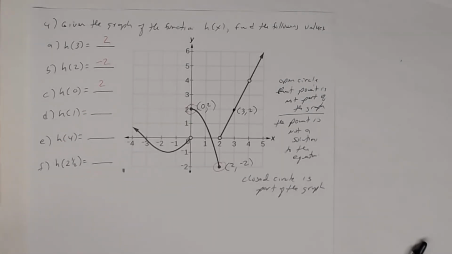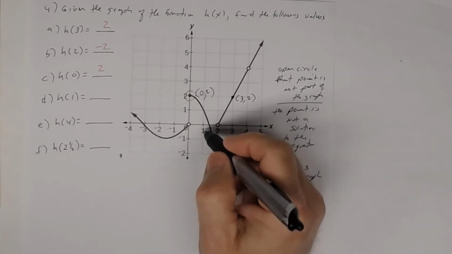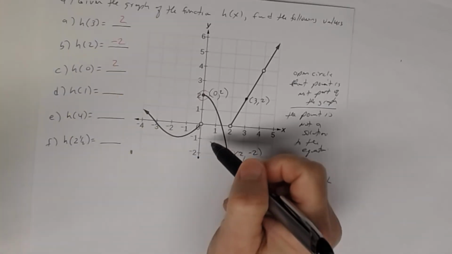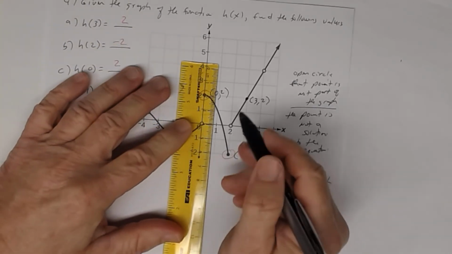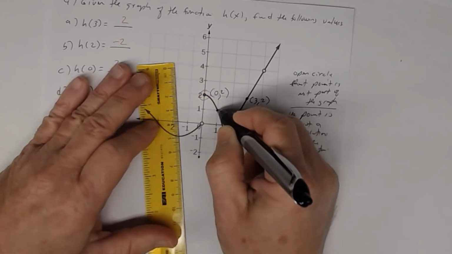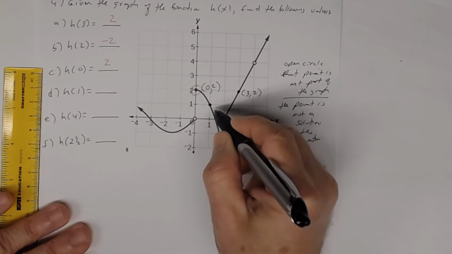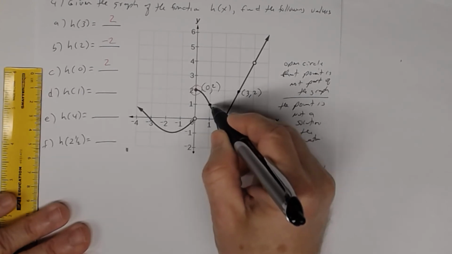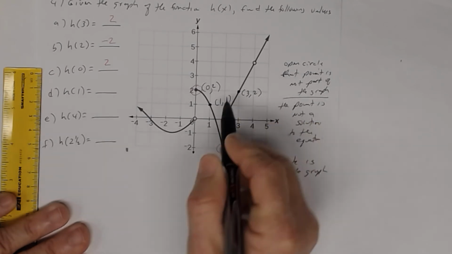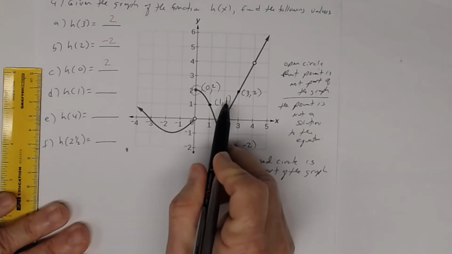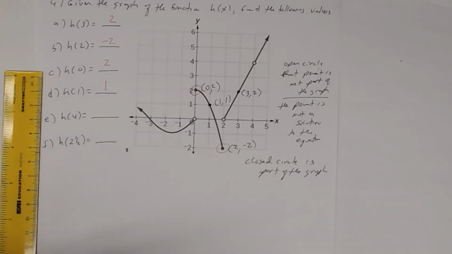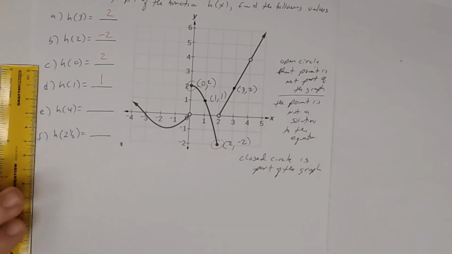Okay, let's go to h of 1. So h of 1, so when x is 1, what's my y value? Well, here's where x is 1. Let me go ahead and use my ruler to help me. So it intersects the graph here. Let's go ahead and label that point. Do y'all agree that that point is 1, comma 1? So when x is 1, what's your y value? My y value is 1. So 1 goes here.